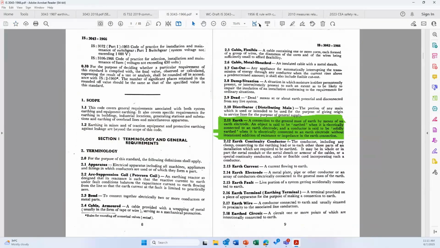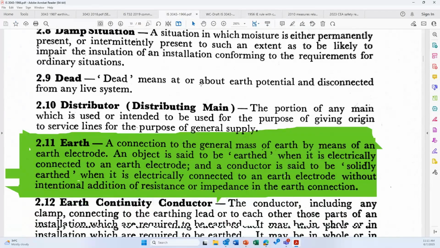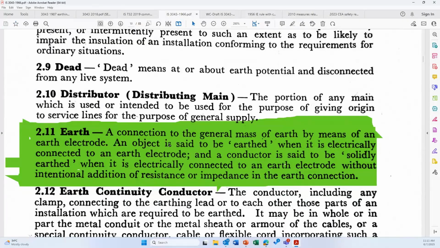The IS 3043 first edition came in 1966. What you are seeing on the screen is the 1966 IS 3043. Earth was defined as a connection to the general mass of earth by means of an earth electrode. So wherever we say earth, this definition was giving an idea that you put an earth electrode and connect to the earth electrode. An object is said to be earthed when it is electrically connected to an earth electrode, and a conductor is said to be solidly earthed when it is electrically connected to an earth electrode without intentional addition of resistance or impedance in the earth connection. So basically, the definition was in a typical fashion in the 1966 IS 3043.